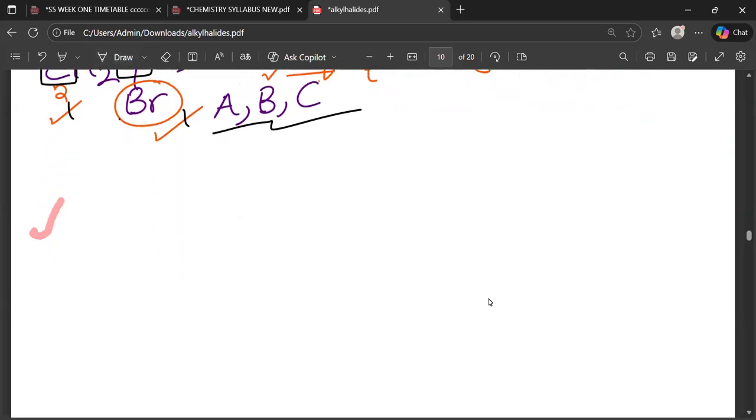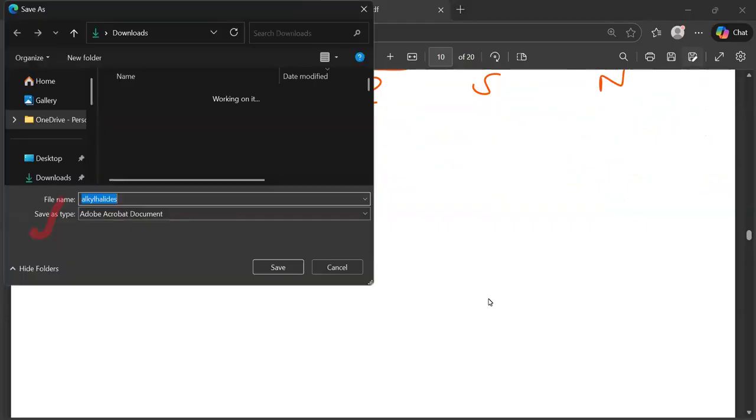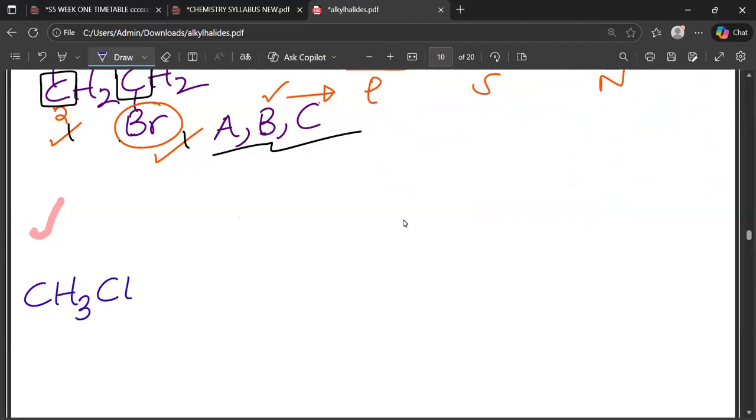Now, I want someone who is going to name for us these ones when they are 3. So you all know this compound. So I'll be ending with this.